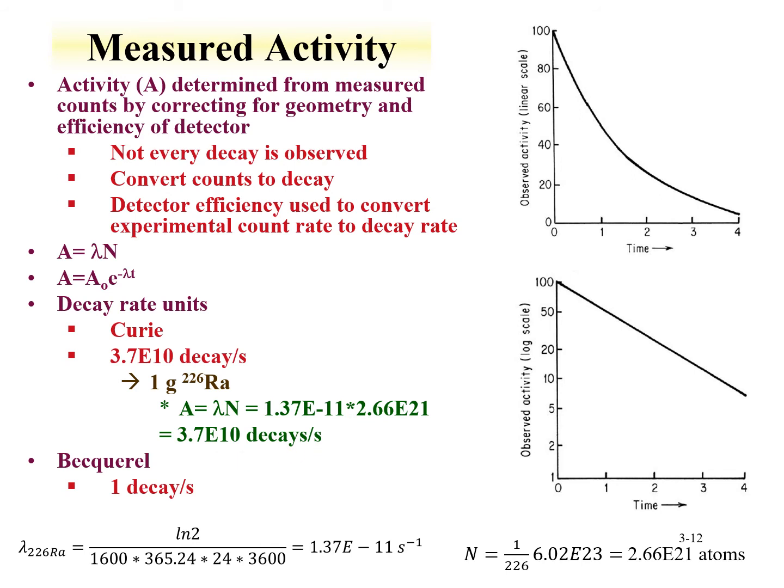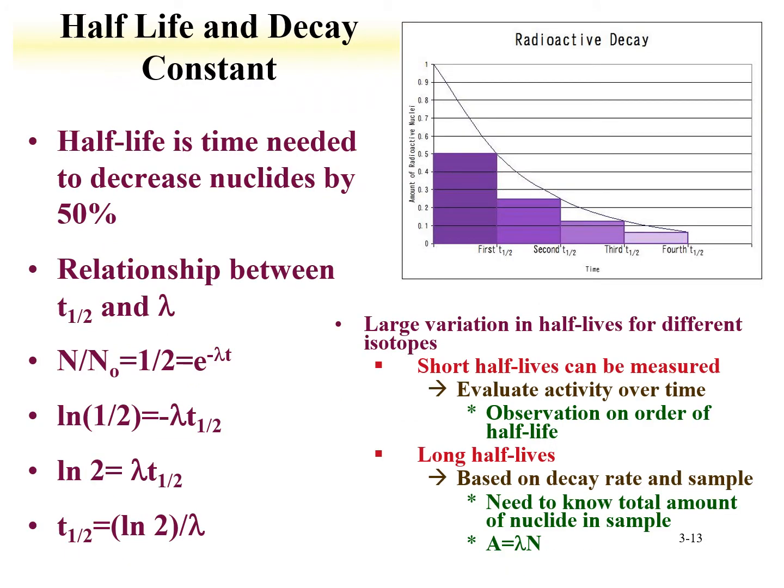So there are two activity units that are used: the becquerel, decay per second, and the Curie, which is 3.7 times 10 to the 10th decays per second. The equations that we've discussed can be used to help define some of the terms that we're already using. We've already discussed half-life. That's the time it takes for half of something to decay away.